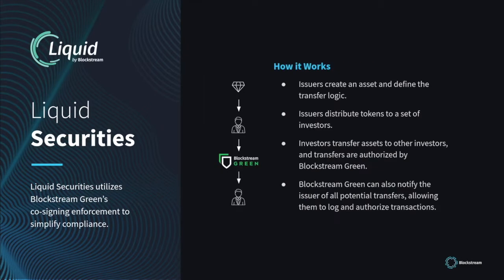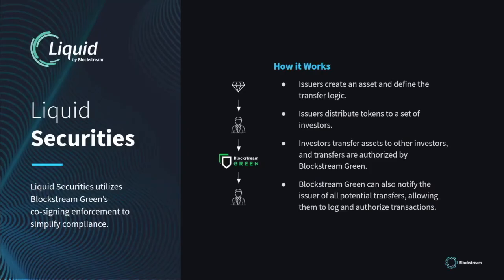Liquid Securities makes use of Blockstream Green's co-signing enforcement to simplify compliance. Firstly, the issuer uses Liquid Securities to issue and then distribute the asset, or security token in this context, to the Green wallets of their investors. From this point onwards, every transaction made by the investors needs to pass through Green co-signing rules in order to be validated and authorized. When this request for transfer is processed, the Green server will recognize a Liquid Securities asset exchange and check with Liquid Securities to ensure that the recipient of the token is allowed to do so. Remember that these rules are defined and maintained by the issuer within Liquid Securities.